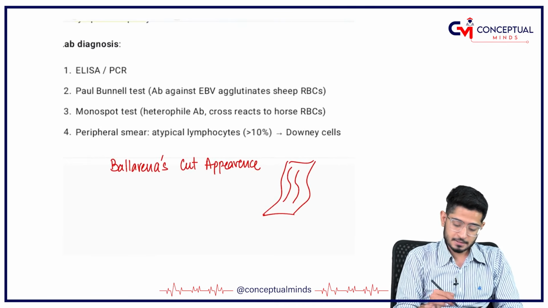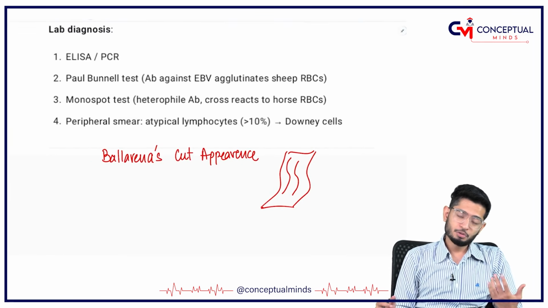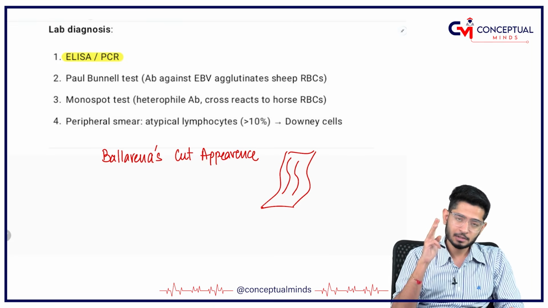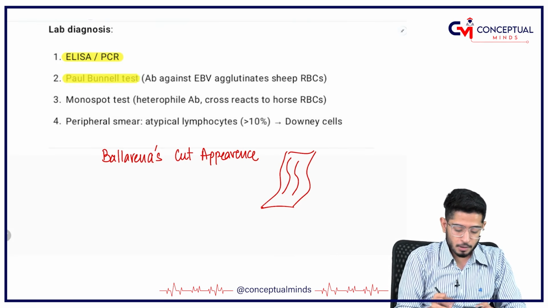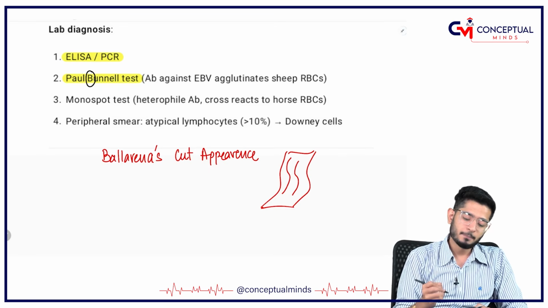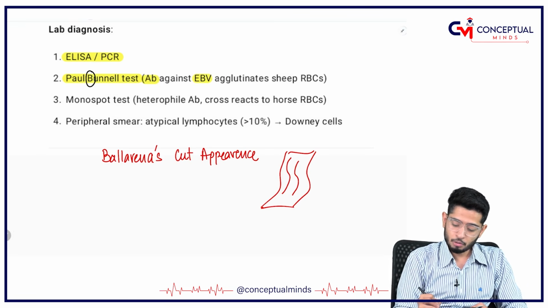Please understand, my dear friends, in order to diagnose this Epstein-Barr virus, you either do ELISA, PCR, or there are two or three most important tests. One is the Paul-Bunnell test for Epstein-Barr virus. See, B is coming here. In the Paul-Bunnell test, antibodies against Epstein-Barr virus agglutinate sheep RBCs.